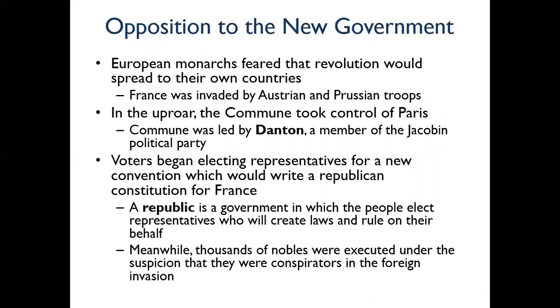And meanwhile, thousands of nobles were executed under the suspicion that they were conspirators in the foreign invasions. See it carefully. Voters began electing representatives for a new convention which would write a republican constitution for France. They want the republic government. They want those representatives who will be elected by them.